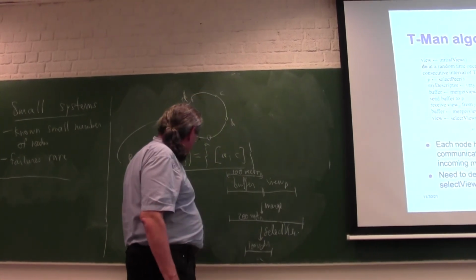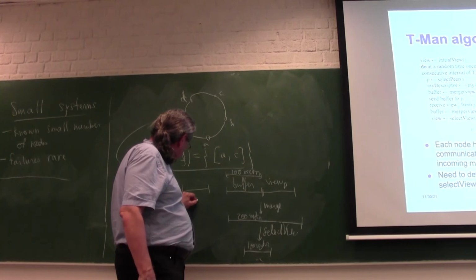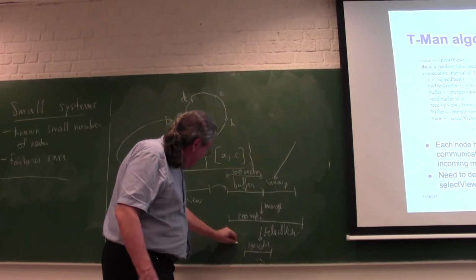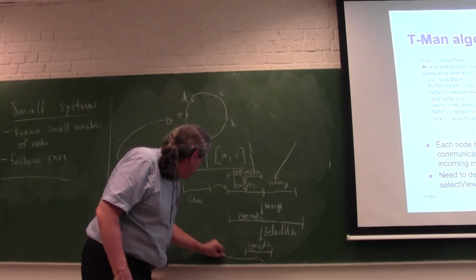Okay, so it starts from view. It goes to buffer. It gets the view from the other one. And then it goes to a new one. This is the new view.